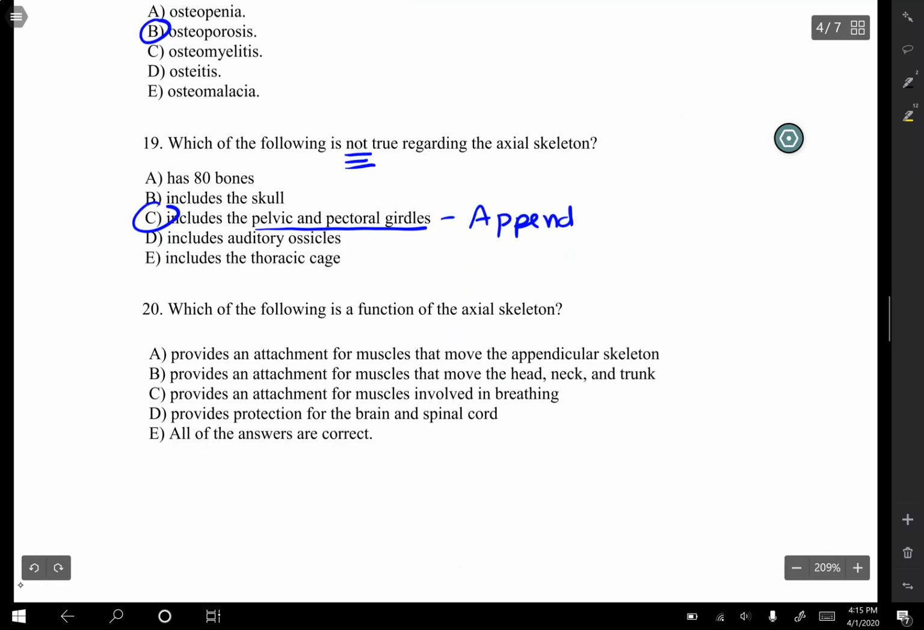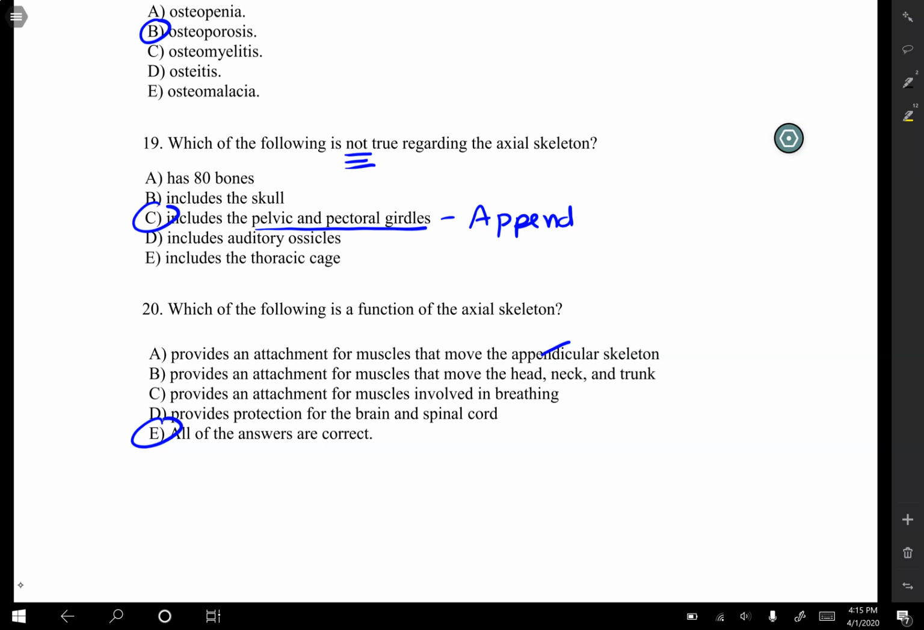Which of the following is a function of the axial skeleton? Well, good news is they're all functions. They're going to help you move your... which of the following? Yeah, that's right. Okay, they're going to provide attachment for muscles to help move your appendicular skeleton.